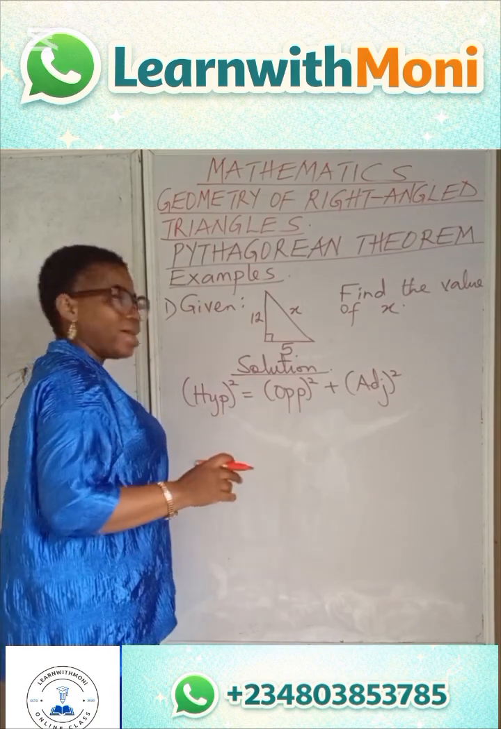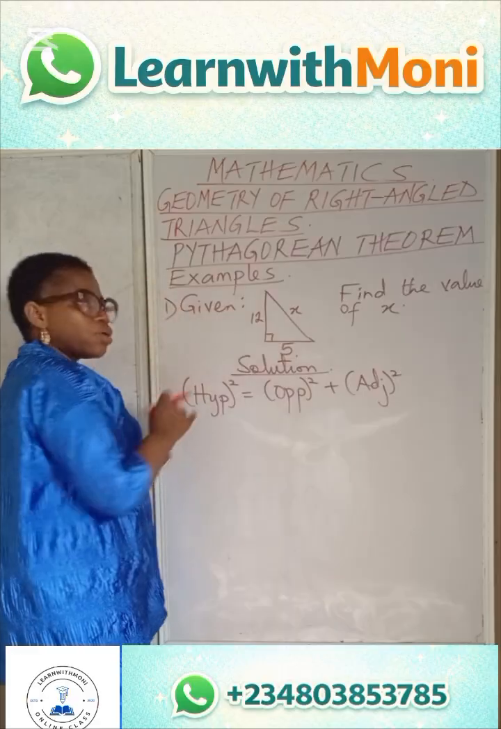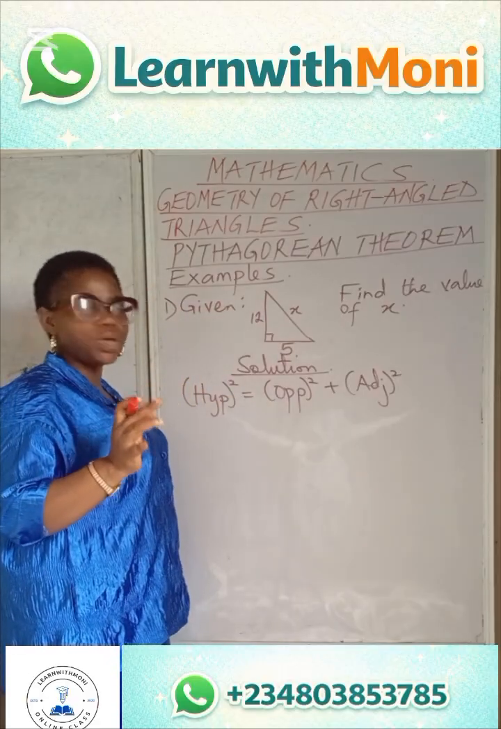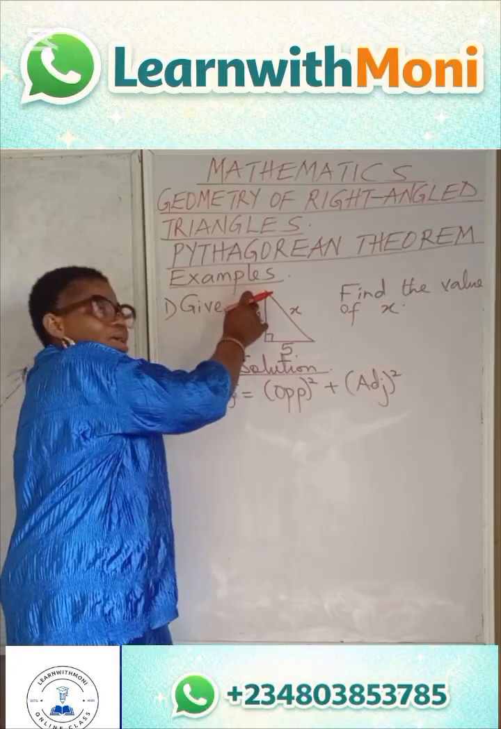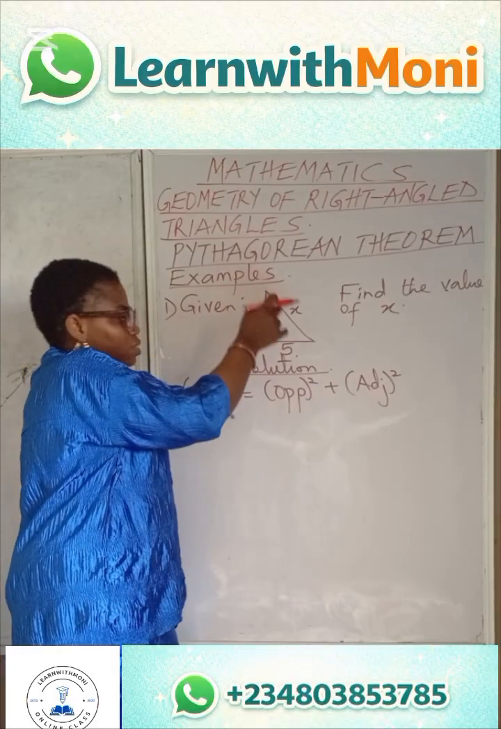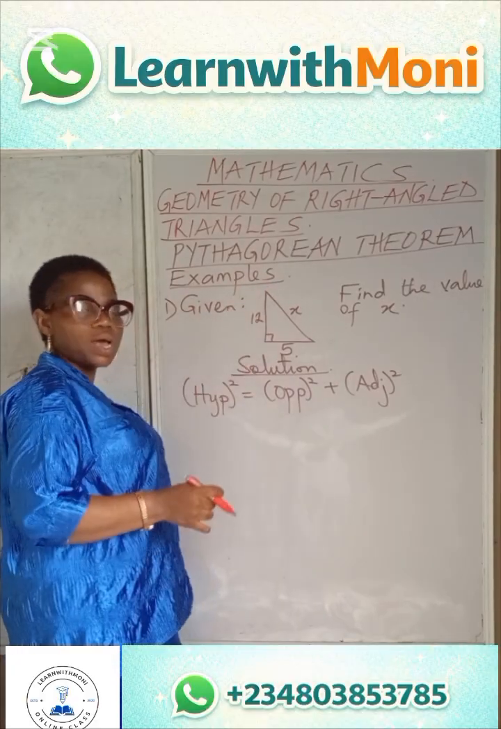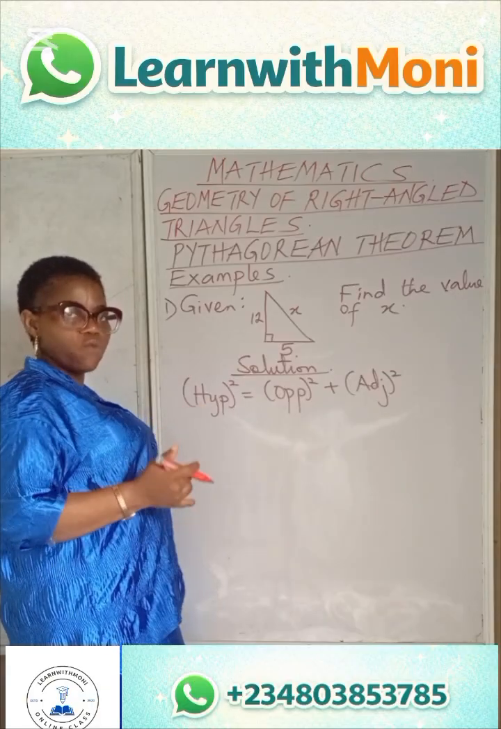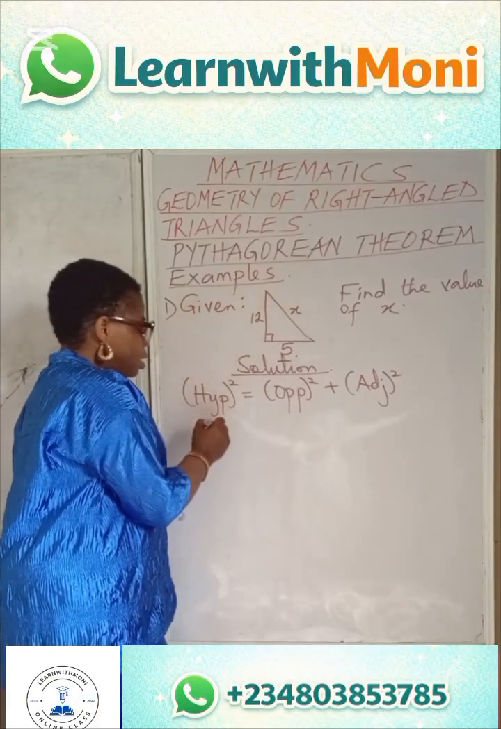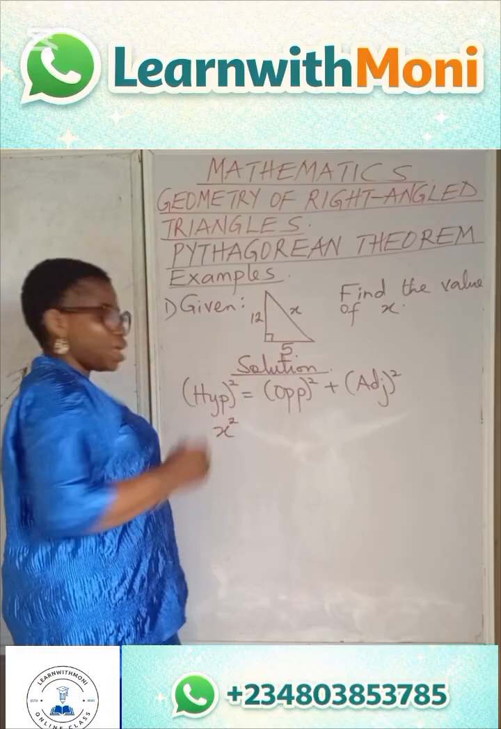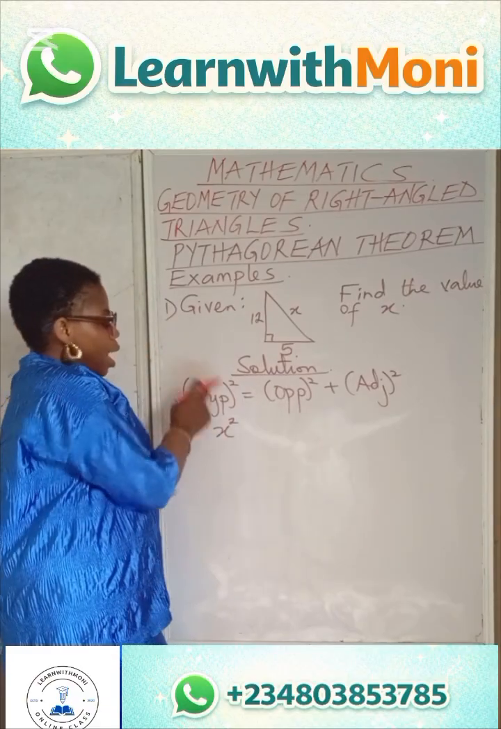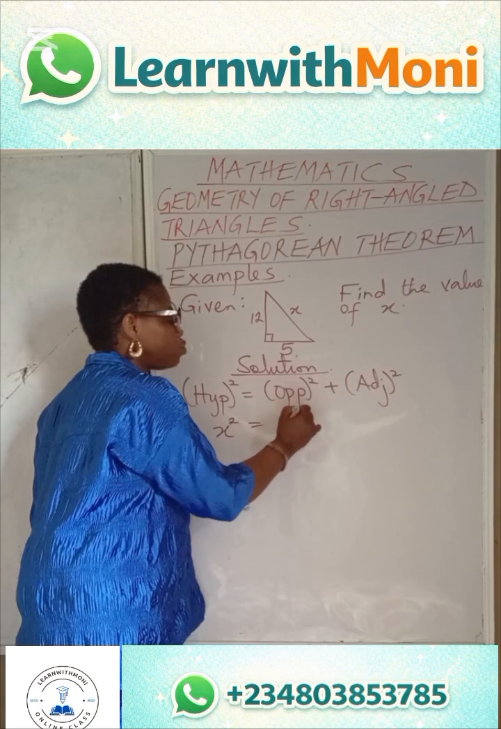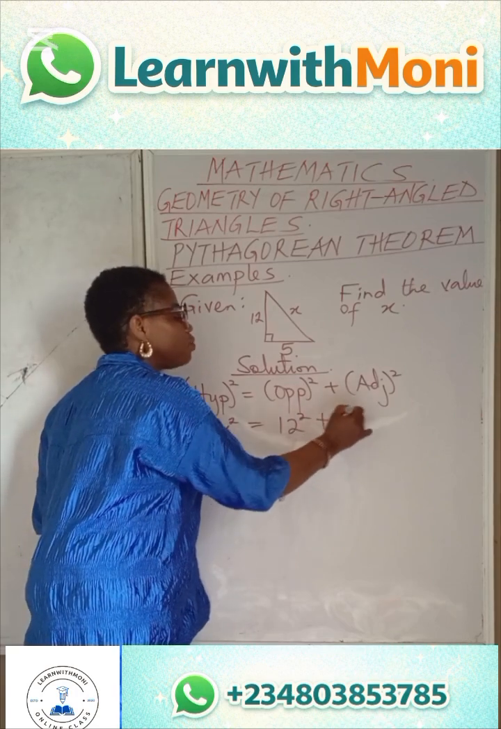I have told you that the Pythagorean theorem does not depend on any angle being considered. This can take the position of opposite, and it can also take the position of adjacent. The same thing with this. So you can use them interchangeably over here. That means my hypotenuse, which is x square equals to 12 square plus 5 square.